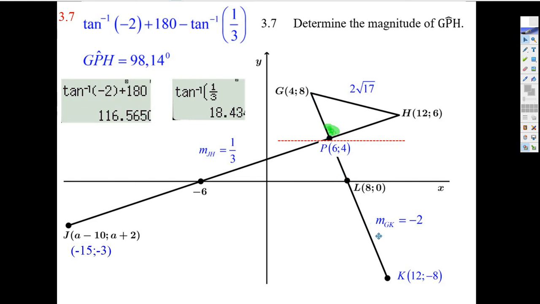We've got the gradient of JK, that's -2. We've got the gradient of JH, which goes right along here, that's 1/3. So that's all you do. You go shift tan of 1/3.